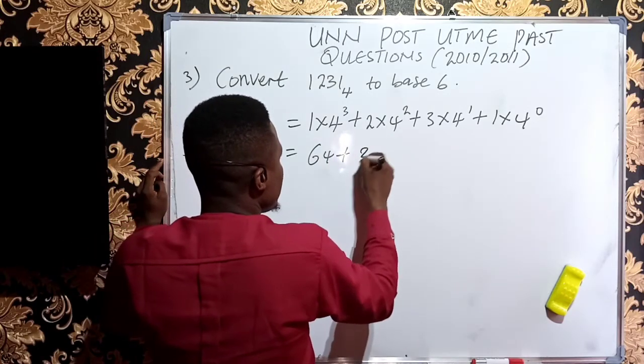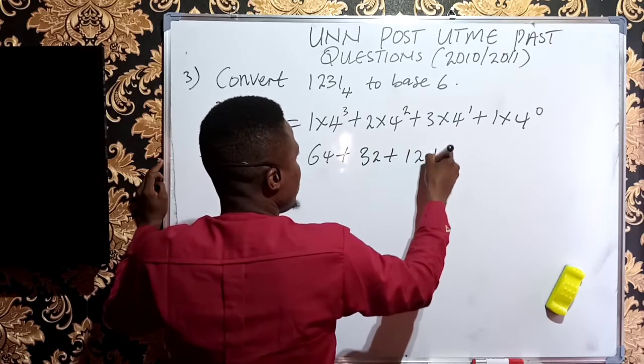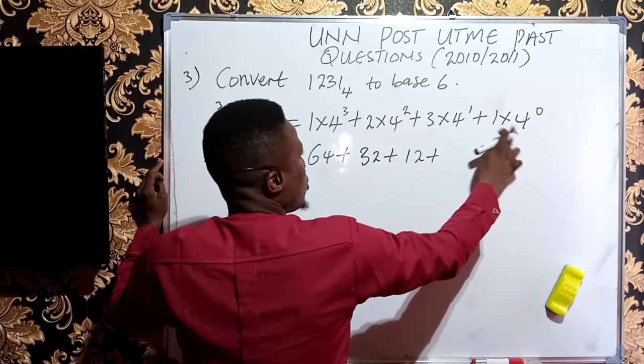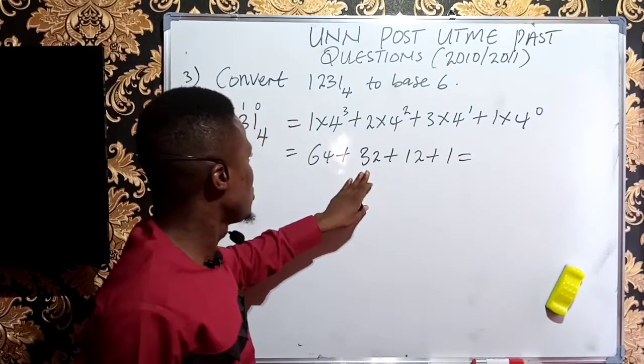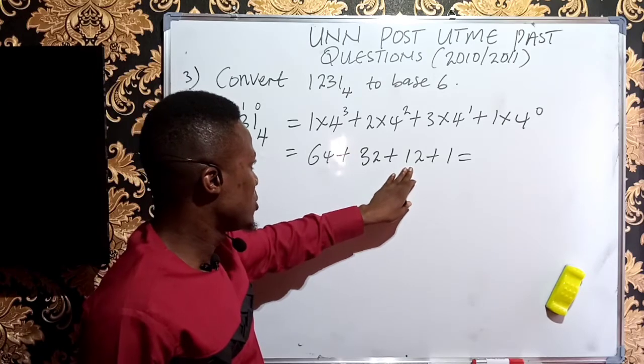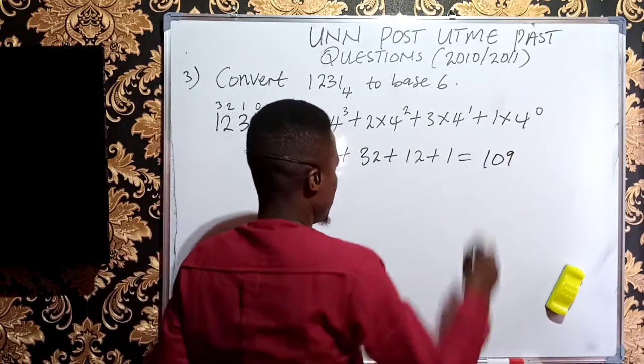16 times 2 will give us 32, plus 4 power 1 is 4. 4 times 3 is 12, plus 4 power 0 is 1. 1 times 1 is 1. So we sum up 64 plus 32 is 96. Plus this we have 108, plus this we have 109. So when we add up, we shall have 109.